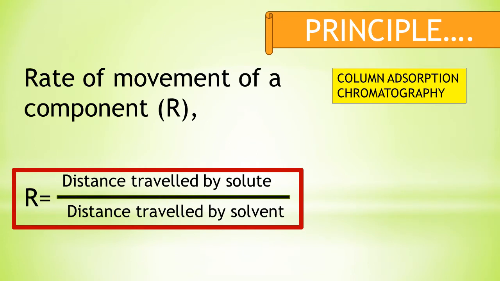The rate of movement of a component, r, can be mathematically expressed as r equals the distance travelled by the solute divided by the distance travelled by the solvent.